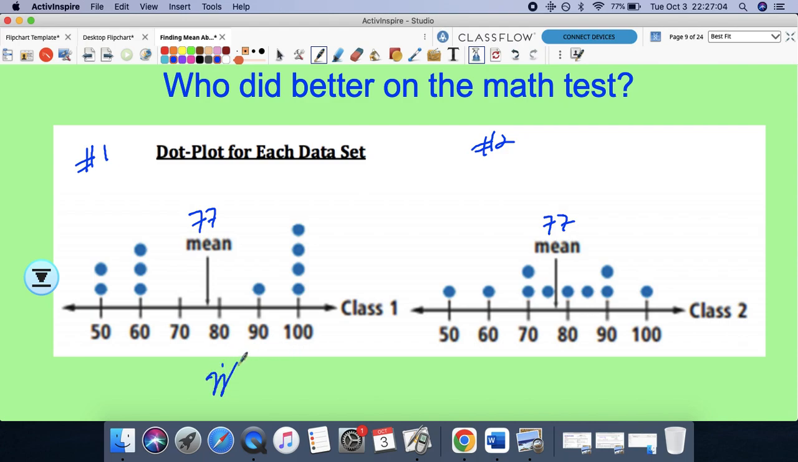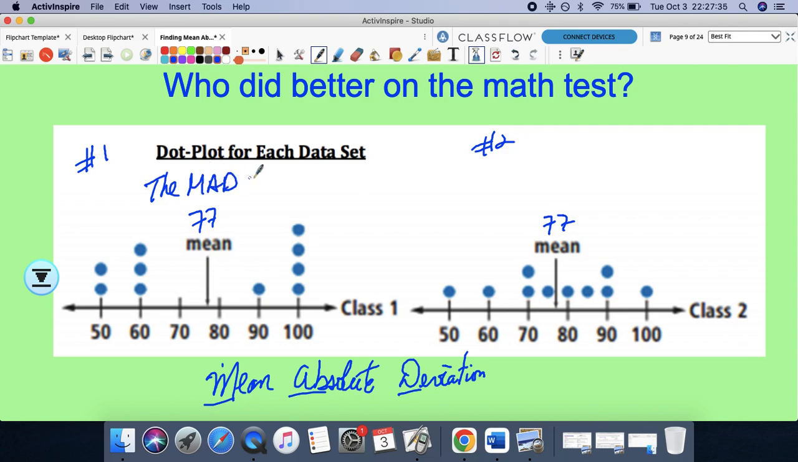So mean absolute deviation is going to tell you how close your data is to the mean. So in class 1, the MAD, and we use M-A-D, the MAD is going to be big, because look, they're so far away from 77.